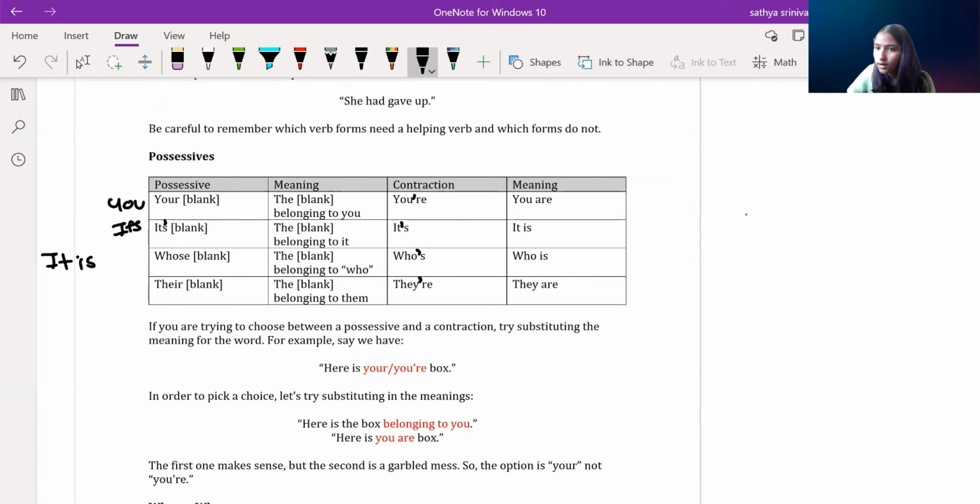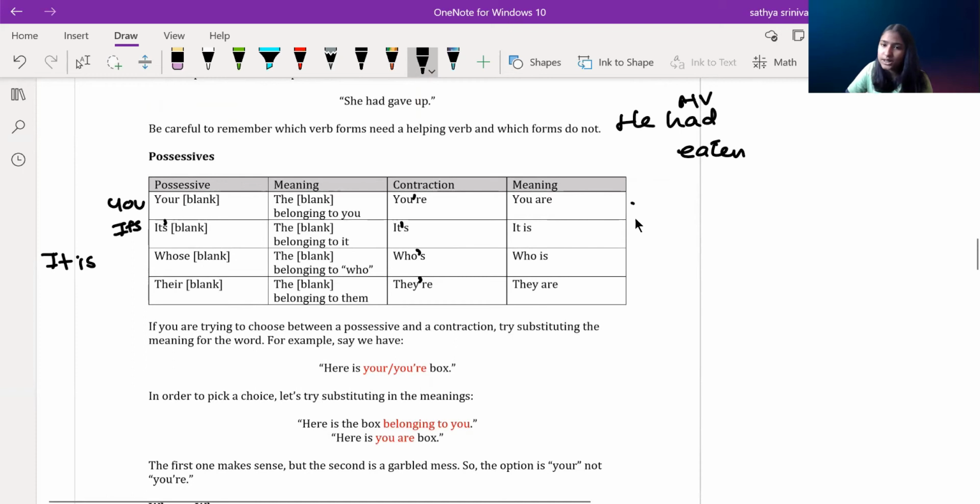Like wait, are past participles grammatically correct? He had eaten, that is correct, because you can have a helping verb with a past participle. But if you said something like he had ate, that would be wrong because this isn't a past participle, but it's just like a plain past tense. Okay.